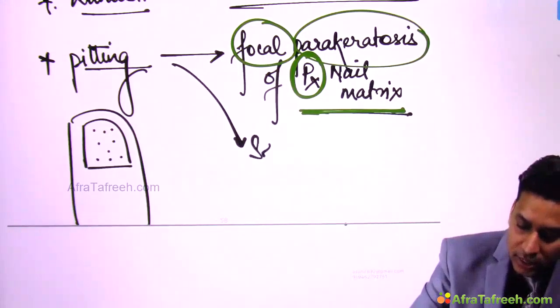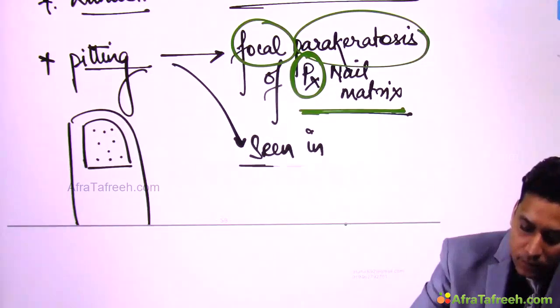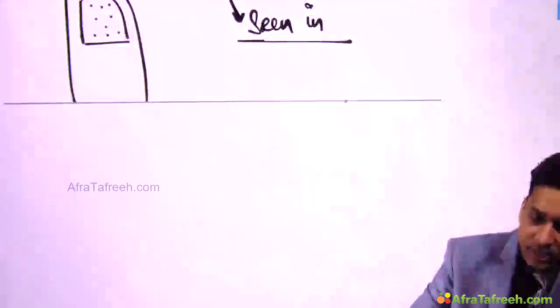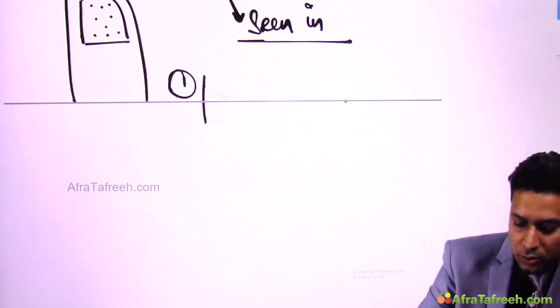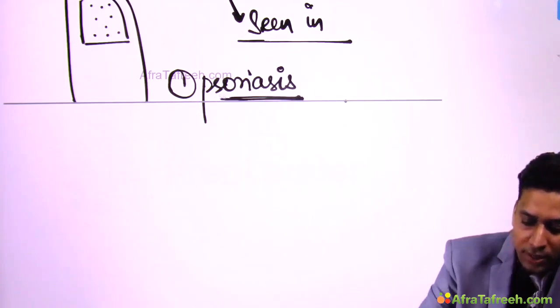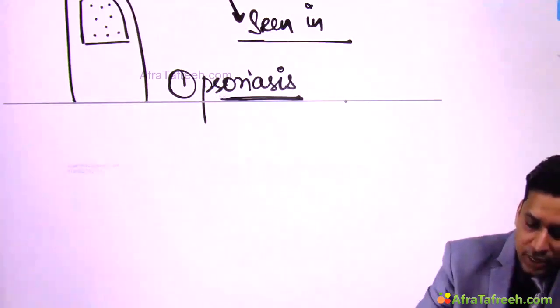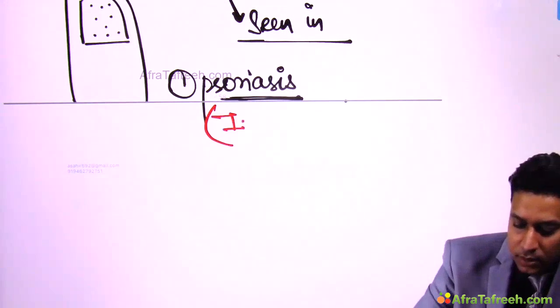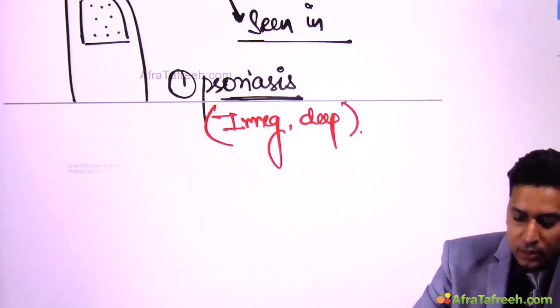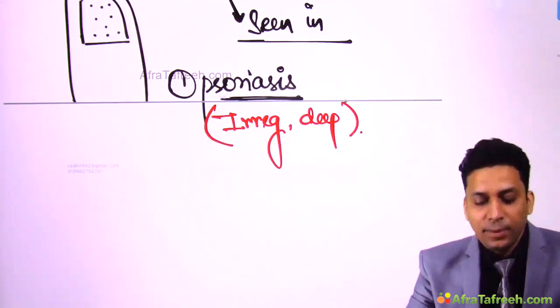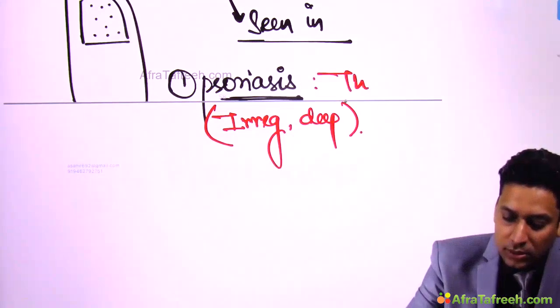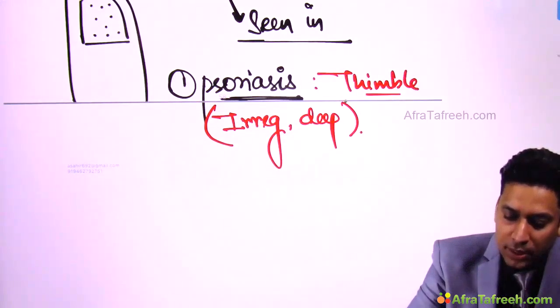Now, seen in. So this is very important. Pitting is usually associated with psoriasis. The important point to remember here is that these pits which are seen in psoriasis are irregular and deep. So these are deep, coarse, irregular pits, and that's why it is also known as thimble pitting.